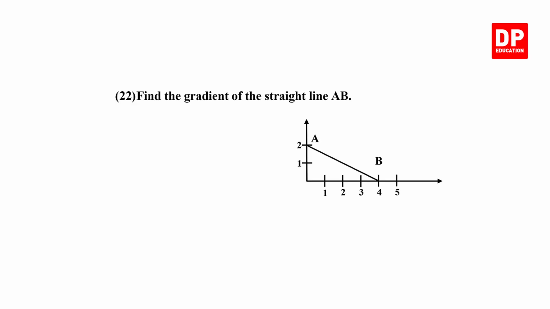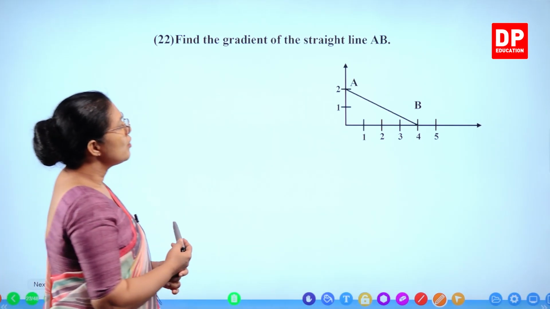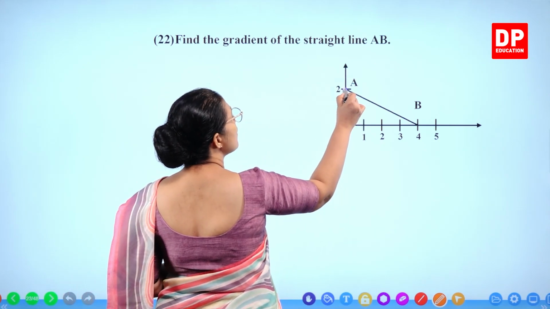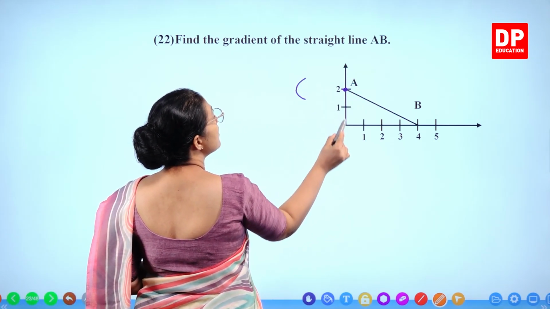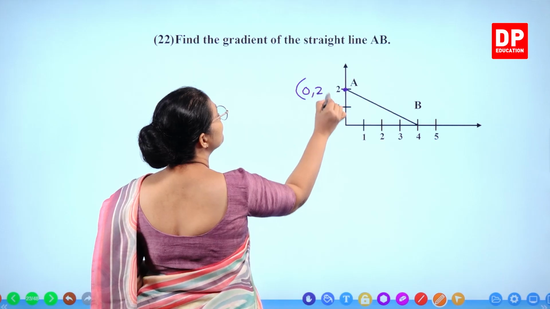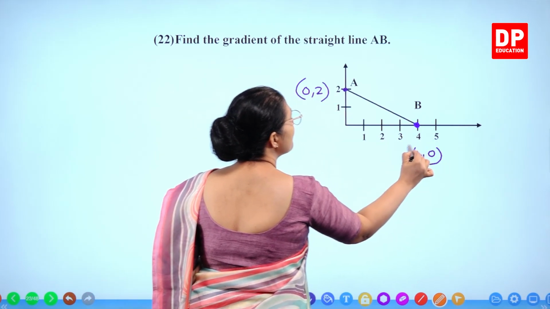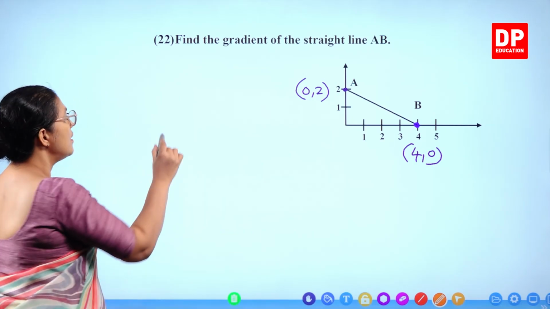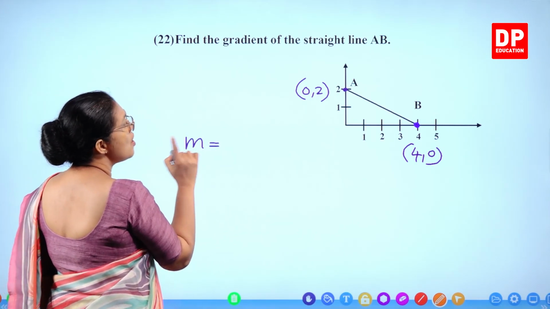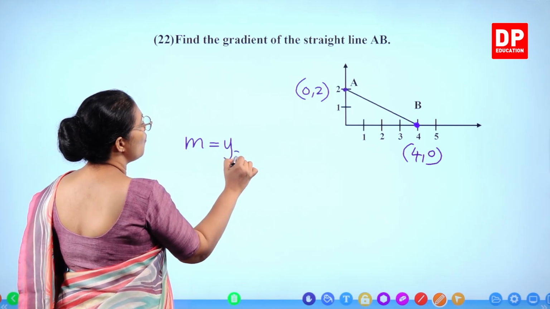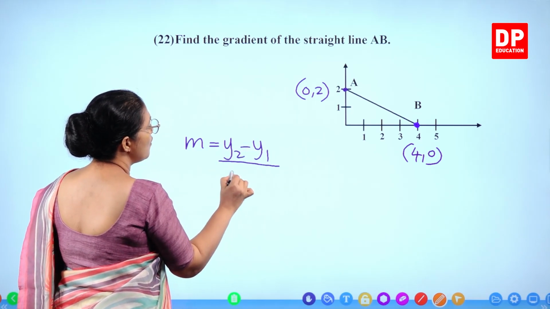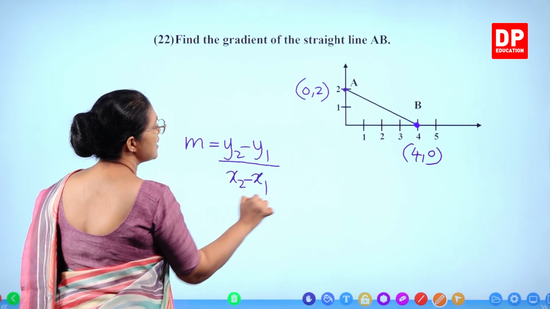Question number 22. Find the gradient of the straight line AB. How do you find the gradient? So you can use the formula. What's the coordinate of this point? You can write 0, 2. What's the coordinate of this point? 4, 0. What's the gradient formula? Gradient is equal to difference between y coordinates over difference between x coordinates.